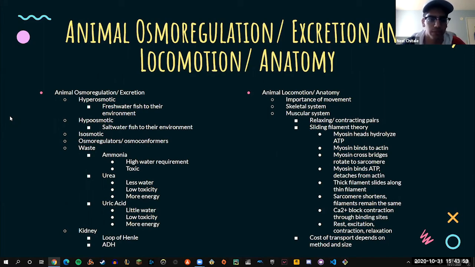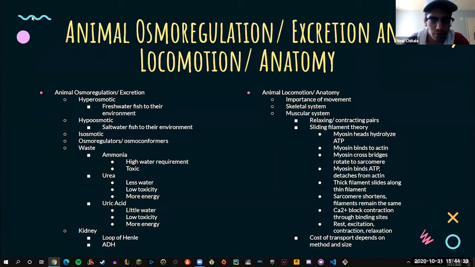or uric acid. And then finally, you have uric acid, which requires very little water, has low toxicity, and requires more energy as well. And this is typically waste released in sort of like egg forms. Essentially, if you're an animal that's in like a low water climate, not even close to water, then you'll probably produce uric acid. So like a lot of desert animals produce uric acid, and also some reptiles. So that's an important thing to remember.